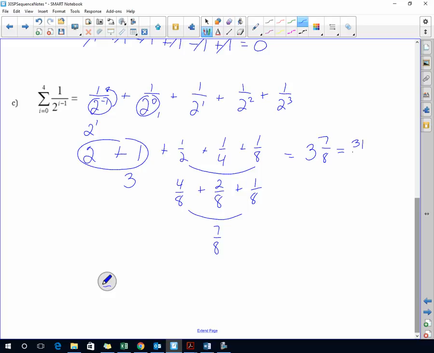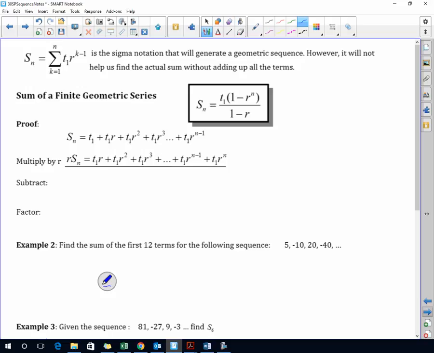It looks confusing, but it's really not. So the sum of T1 r to the power k minus 1 is the sigma notation that will generate a geometric sequence. However, it will not help us find the actual sum without adding up the terms. So we're going to do a proof of how to actually figure out the sum. I gave you the formula here, but I'll show you where it comes from.